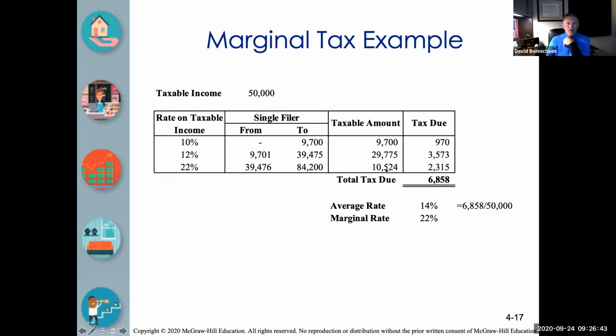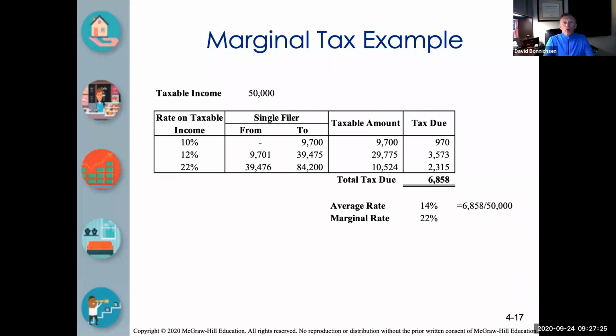So we take the taxable amount that falls within that 22% tax bracket, multiply it by 22, and we get our third layer of tax of $2,315. Our total tax that's due is the sum of 3 layers, the 970, the 3573, and the 2315. So we're taxed on a marginal basis. We're taxed on the next dollar that we earn. The more money that we make, the higher that our taxes are going to be. So our total tax due is $6,858. Now this gets us into the concept of average tax rate.